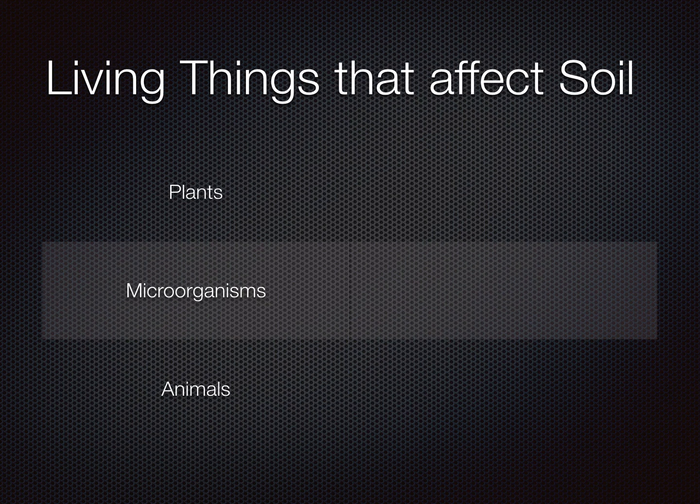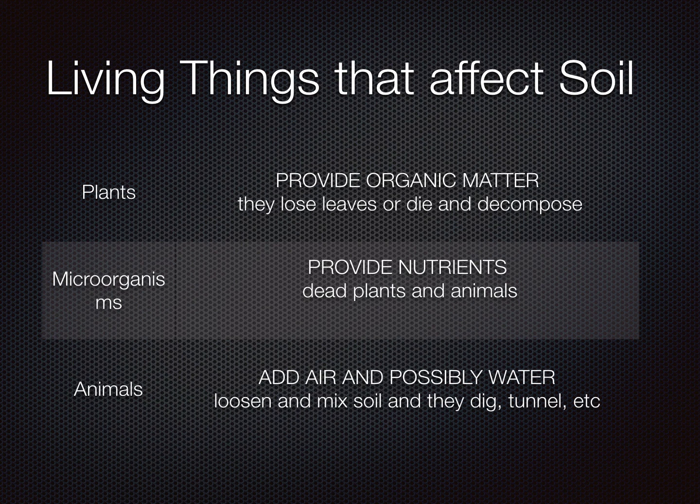There is also living things that affect soil. The 3 things that we're going to focus on are plants, microorganisms, and animals, and they all provide similar but different things. So plants provide organic matter, like they lose leaves or die and decompose. Microorganisms provide nutrients. Animals provide air and possibly water because they loosen up the soil as they dig and tunnel through it.